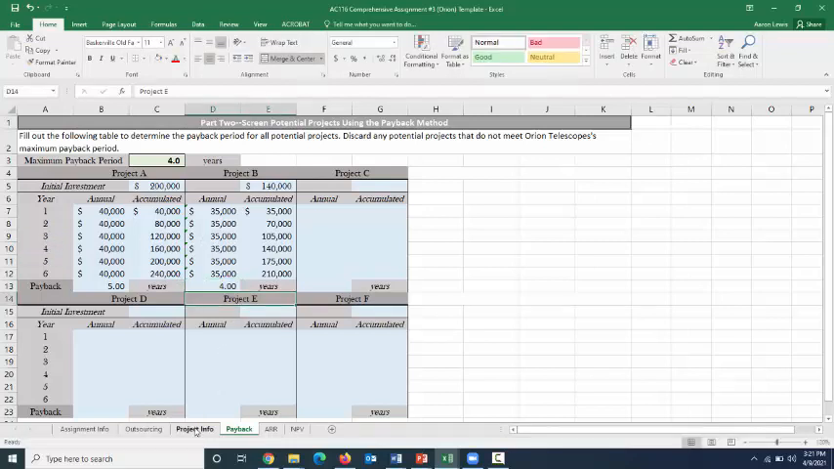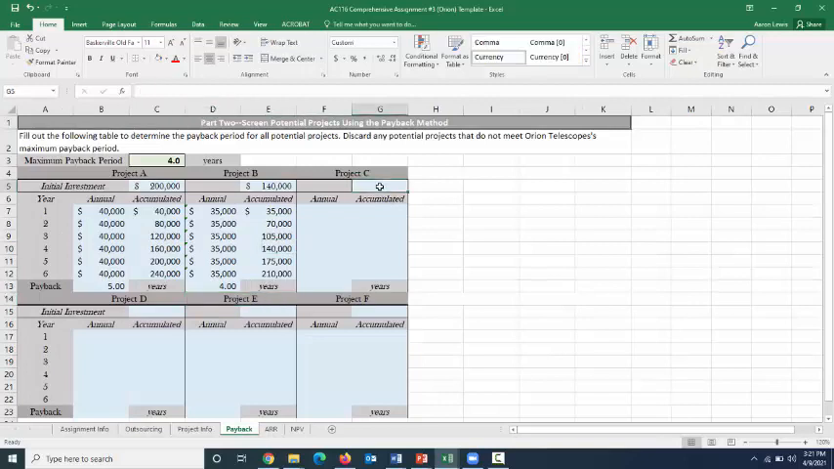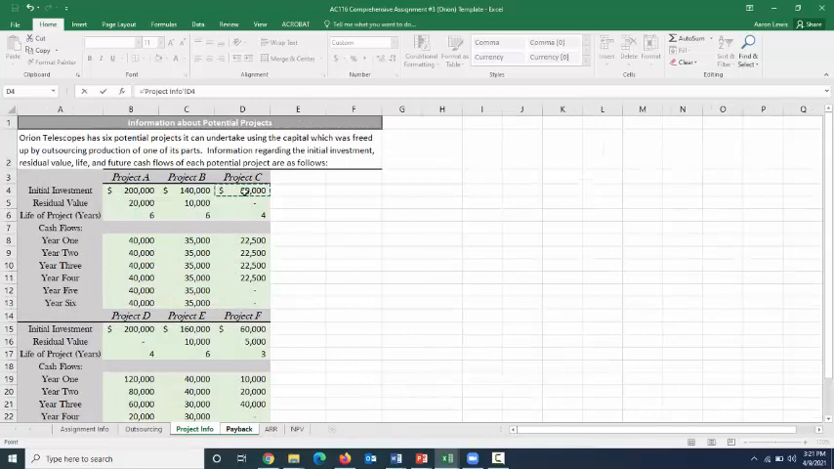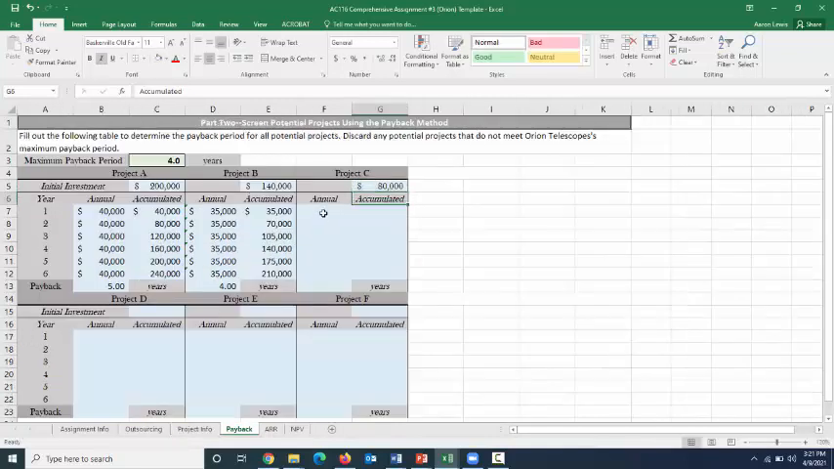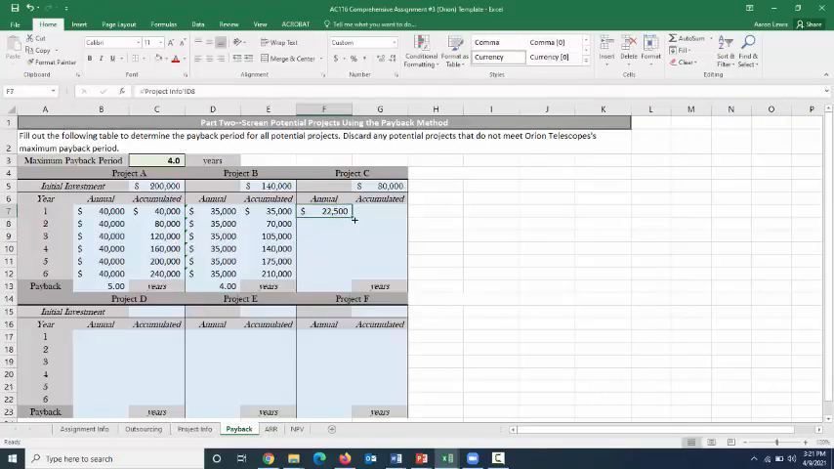And we're just going to do this for all of their projects. So let's go on to Project C. Project C had an initial investment of $80,000. Let's say equals, go back to our info tab and bring over that $80,000 initial investment. The annual cash inflows from Project C are $22,500 a year for 4 years of the project's life. So I'm going to enter the first one and then fill handle in just those 4 inflows.